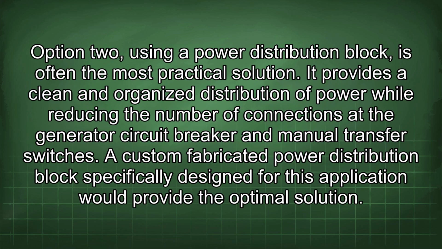Option 2, using a power distribution block, is often the most practical solution. It provides a clean and organized distribution of power while reducing the number of connections at the generator circuit breaker and manual transfer switches. A custom fabricated power distribution block specifically designed for this application would provide the optimal solution.